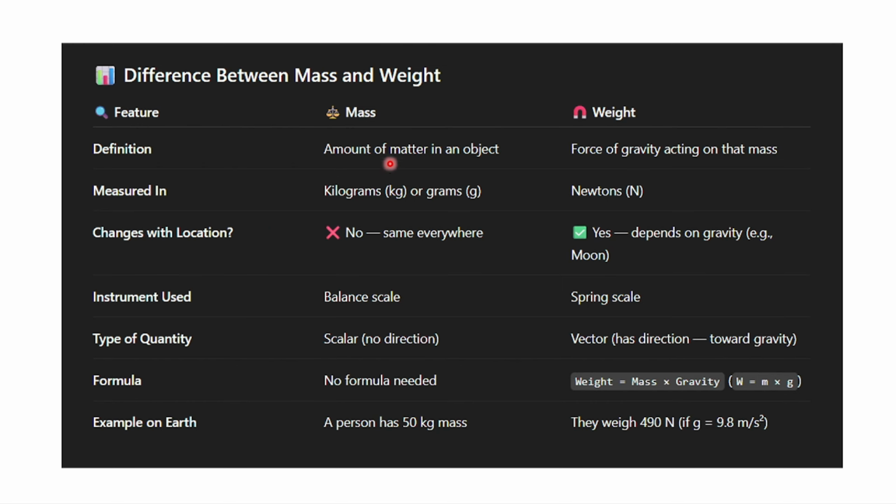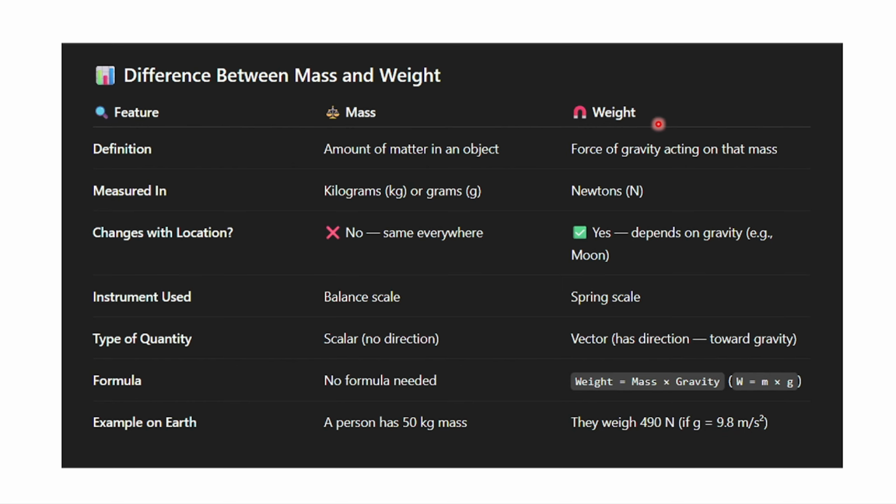The instrument used to measure mass is a balance scale, a scale that you're used to. And to measure weight is a spring scale. I'm going to show you the images of that right now. The formula of weight is mass times gravity. An example of mass is a person who has 50 kg. An example of weight is they weigh 490 newtons. So how do you find the weight of a person with 50 kg? You take the mass, 50 kg, times the gravity. The gravity of Earth is 9.8 meters per second squared. The gravity of Mars is different to Earth, but the gravity of Earth is 9.8 meters per second squared.